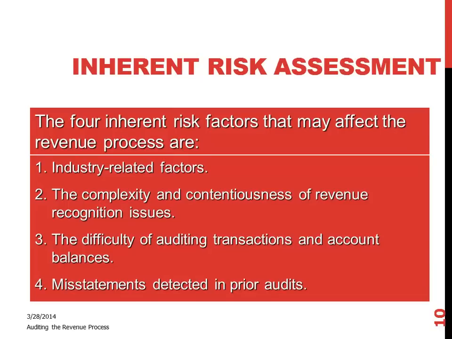You also want to think about the complexity of the transactions in the sales and collection cycle. How complex and how contentious are revenue recognition issues? So, in all of the examples that I've used so far with respect to revenue, I've talked about this idea of shipping. If we can trace it to a shipping document and the shipping document shows that this item was shipped before 12/31 or on 12/31, then it's a valid sale.